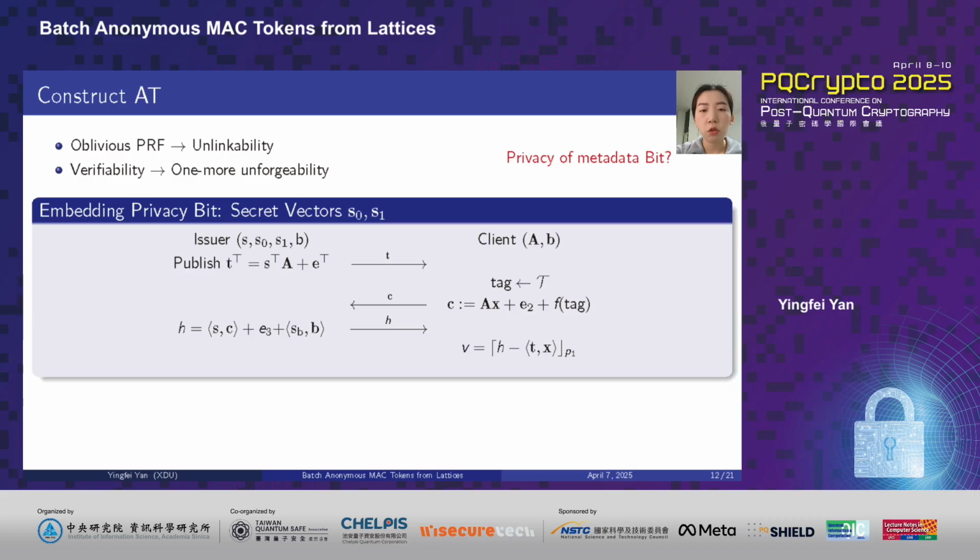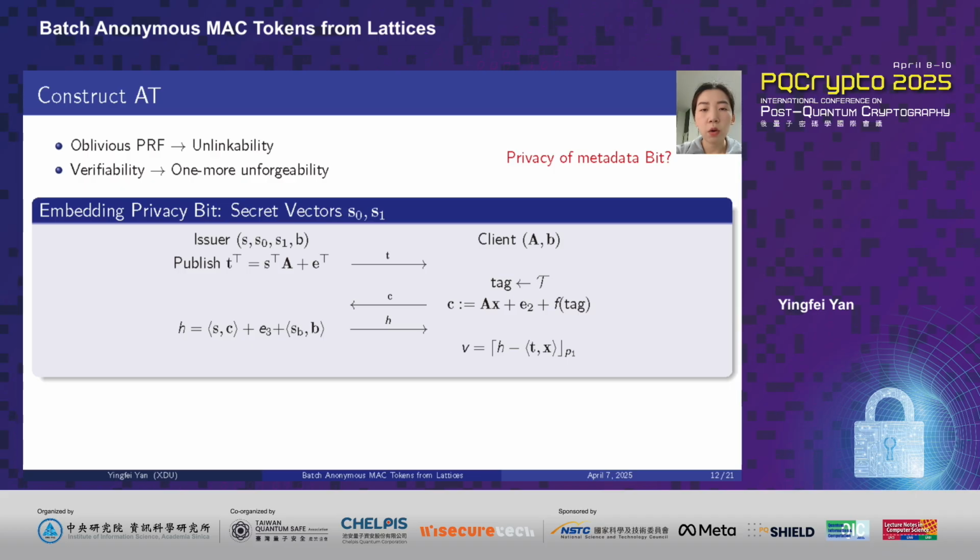We'll address this by introducing two secret vectors S0 and S1 shared between the issuer and the verifier. The protocol operates in four phases. First, initialization: the issuer publishes the commitment T equals SA plus E. Second, client request: the client generates a tag from the tag space and constructs the query C equals AX plus E2 plus F(tag). Note that we replace the VOPRF input by a random sample tag.